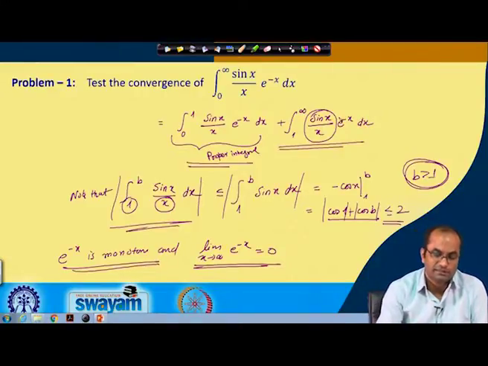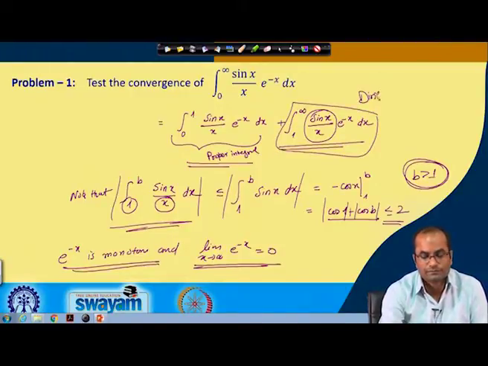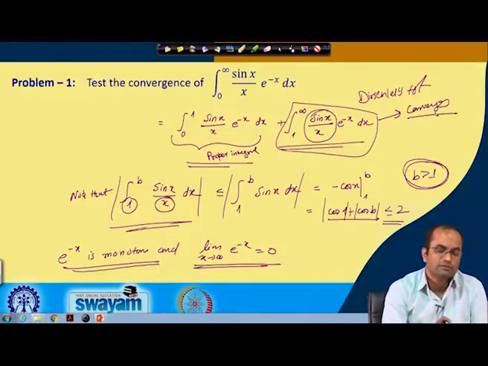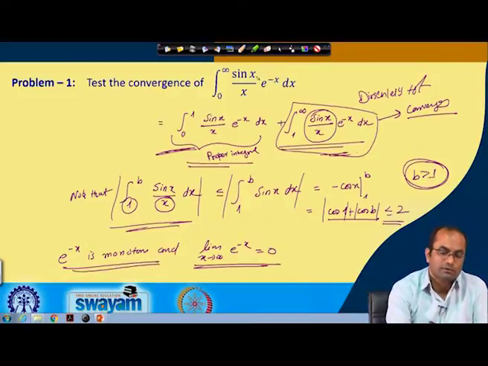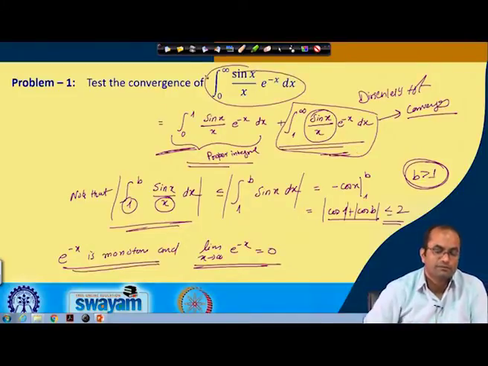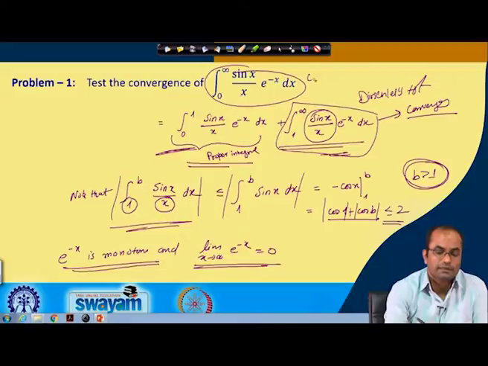So, in this case we can now apply Dirichlet's test, which says that this integral converges. So, this integral converges and the other one is a proper integral. So, the original integral from 0 to infinity of sin x over x converges.